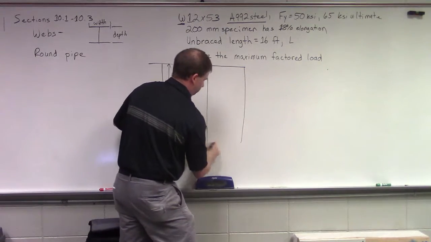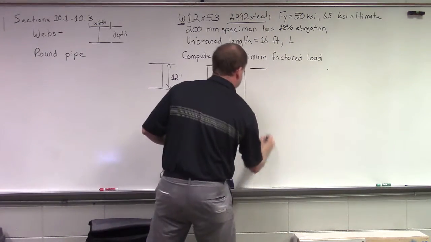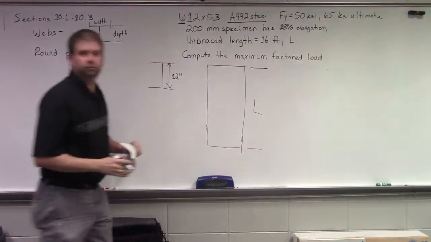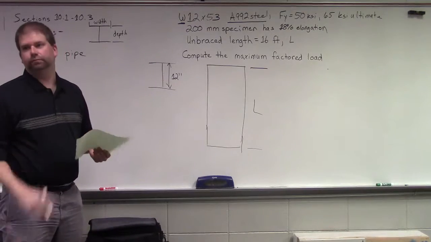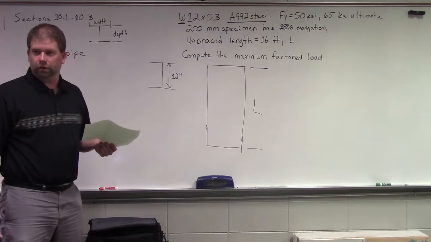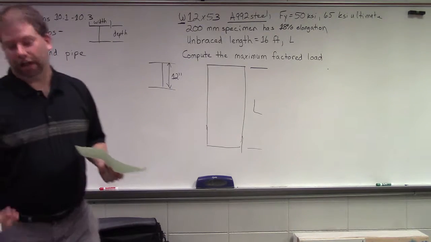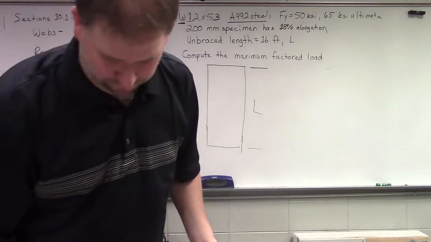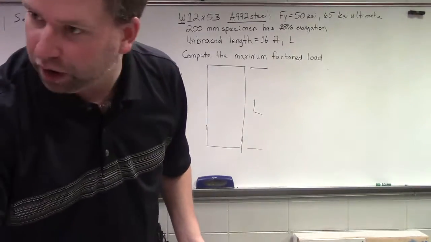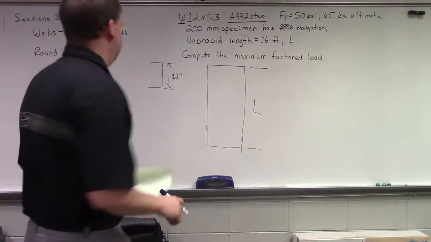You know what I mean? Running it long ways, that's the unbraced length, and here would be the height. It's like having a two by four. Yes, exactly. Just draw an I-beam on it. There's the height, and on top, this would be your unbraced length running along here. Here's your depth. Okay?